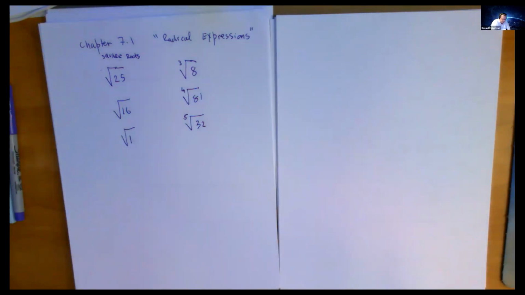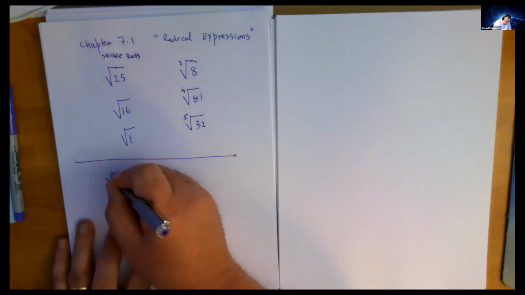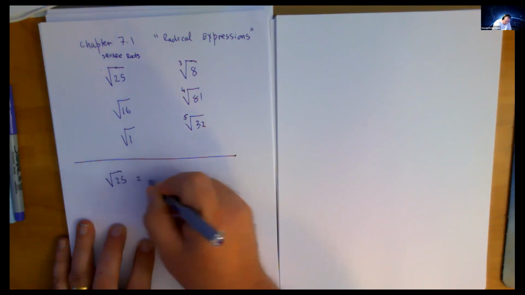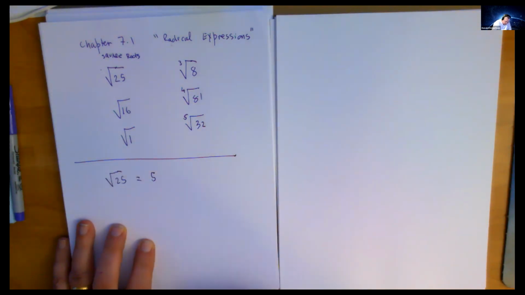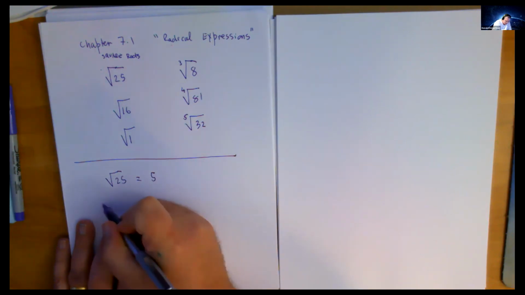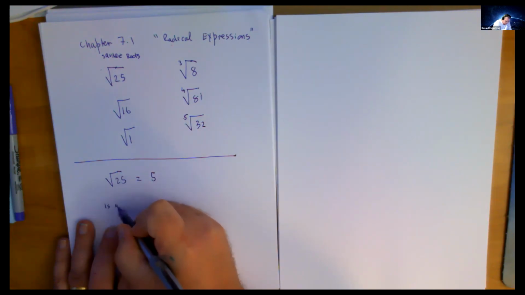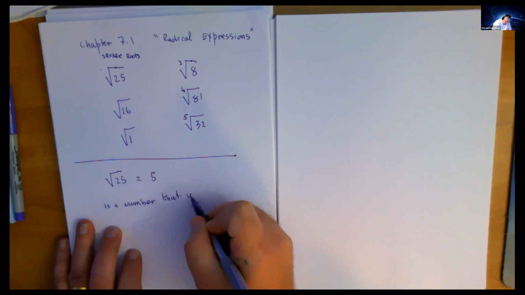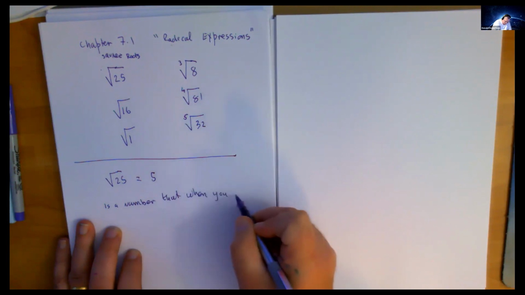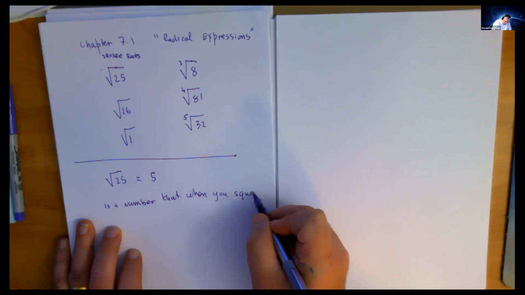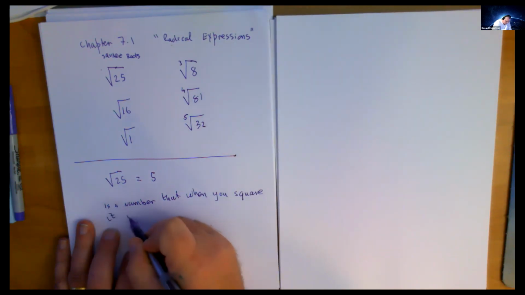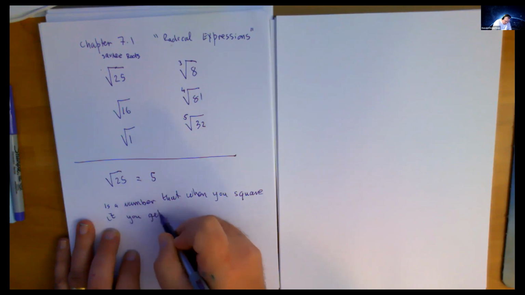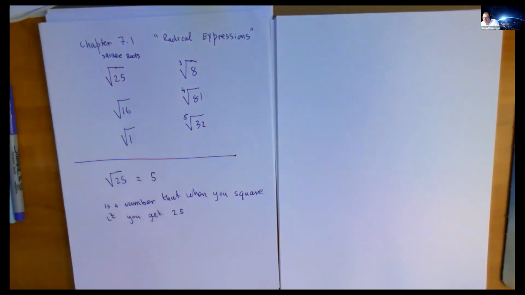If you're still not sure what they are, the square root of 25 is the number 5. What you're looking for when you find the square root of 25 is a number that when you square it, you get 25. And that is pretty straightforward. Agreed? So let's do some practice.